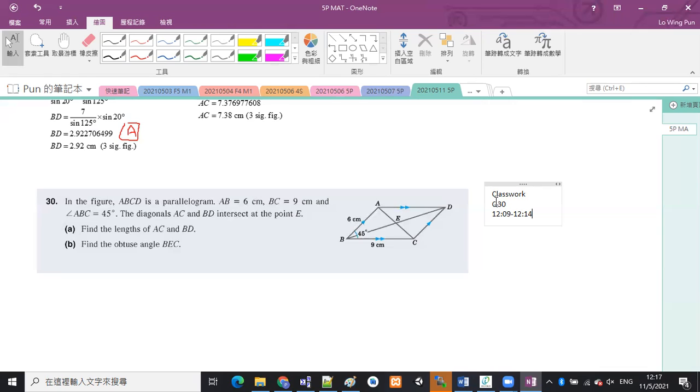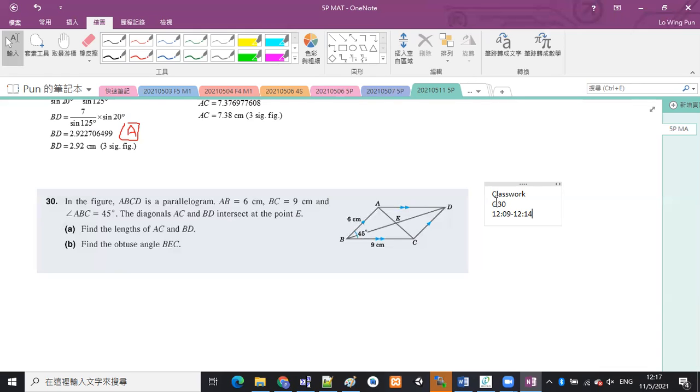Okay, so now we have 3 pieces of information, and then we need to check whether we have 1 pair of corresponding length and angle or not. In this case, not, right? So if we have 1 pair, then we can use the sine formula. If we have no pair, then we need to use the cosine formula. Okay? The answer?